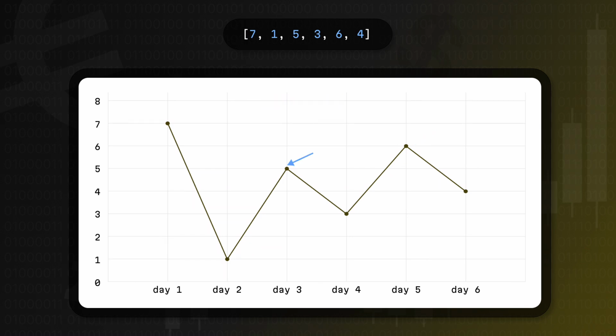If we buy on day 3, where the price is 5, the best option is still to sell on day 5. The profit in this case would be 6 minus 5 equals 1. If we buy on day 4, where the price is 3, again the best selling option is day 5. That gives us a profit of 6 minus 3 equals 3. Now, if we buy on day 5 or day 6, we don't have any days left to sell the stock afterward, so we can't make any profit.